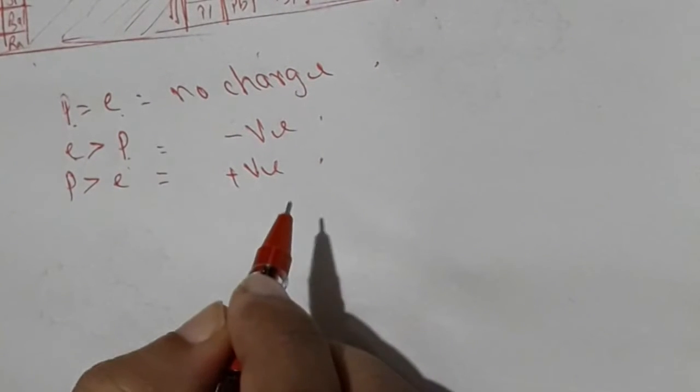Also listen, if one proton is more, they have one positive charge, plus 1. If two protons more, plus 2 charge. 3 protons more, plus 3 charge. Similarly, 1 electron more, minus 1 charge. 2 electrons more, minus 2 charge. 3 electrons more, minus 3 charge.